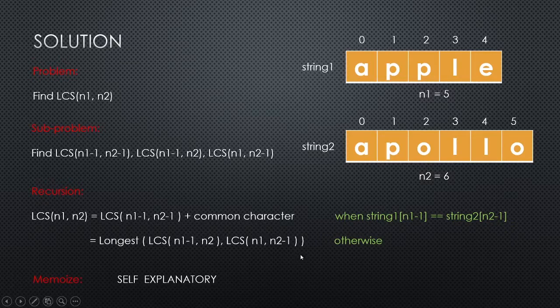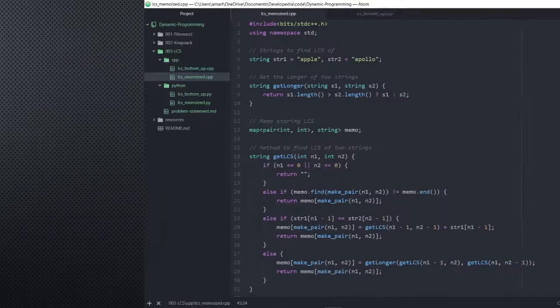And the last step is just to memoize, and what to memoize is basically self-explanatory, because you know that once you have n1 and n2 in your DP states, you have to memoize in terms of n1 and n2. And what you memoize, the output of the map, is going to be dependent on how we are going to devise our solution. Let's take a look at the code.